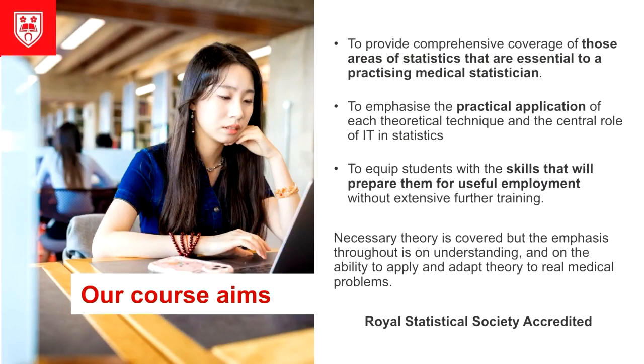The aims of the course are to provide you with the skills you need to be a practicing medical statistician. We focus on the practical application of statistical methods using statistical software, but we do cover necessary theoretical background so that you understand when to use the methods and what the software is doing. There is also a focus on developing key skills that you need, and we'll talk about that in a little while. Our programme has been accredited by the Royal Statistical Society, so you can claim graduate statistician status when you join the Society on graduation.